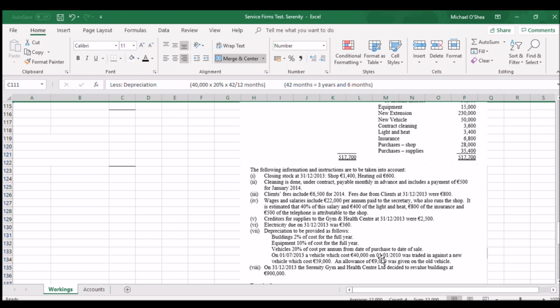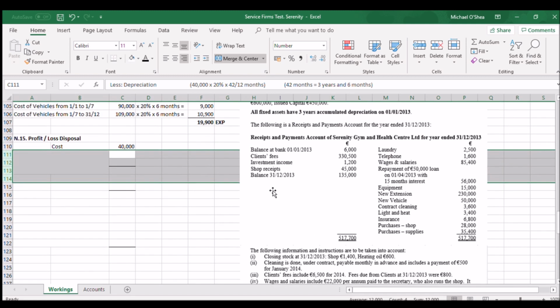We know we've had it from the 1st of the 1st 2010, which is 3 years before these accounts started. And we also have it for the first 6 months of this year. So you have it for a total of 3 years and 6 months depreciation. Now you can do that separately. You can find your depreciation for the 3 years, multiply 40,000 by 20% by 3 years, it'll get you 24,000. And then you could do the 6 months, same again, 40,000 multiplied by 20% by 6 divided by 12, giving you 4,000. That'll give you 28,000 total depreciation.